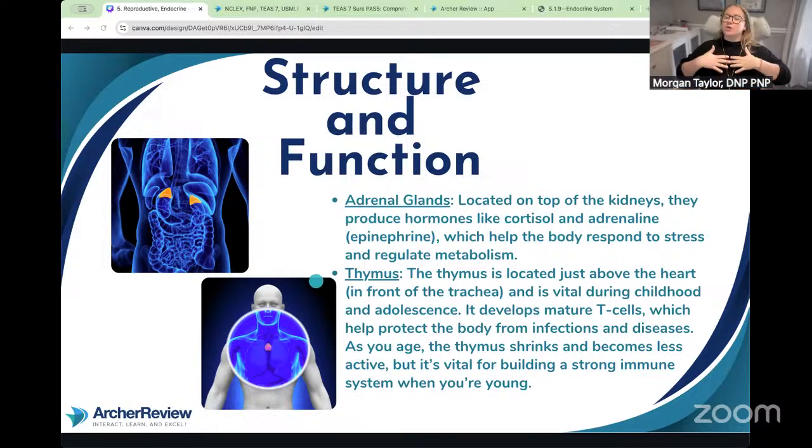This is a little higher up. Adrenal glands were down here. Thymus is up here just above the heart and in front of the trachea. It's actually very interesting because it's most important during adolescence and childhood. It actually atrophies throughout our lives. But the thymus is where we make T cells.